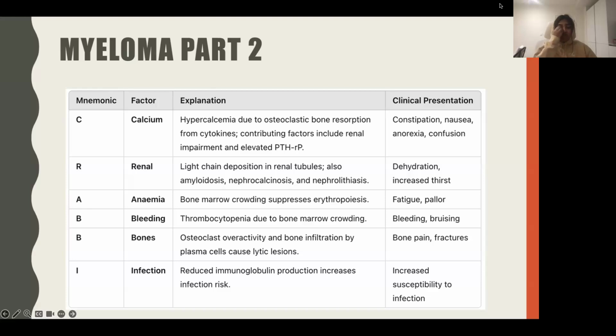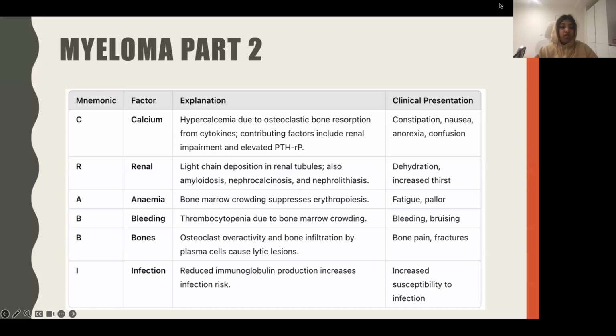Because it's a plasma cell problem, the light chain that makes up that plasma cell starts to deposit in the renal tubules. So you get kidney failure, and you can get proteinuria, or the GPs will dip their urine and see some sort of problem there, and then they get referred to hospital. And it's associated with amyloidosis, kidney stones, and it can present with dehydration and increased thirst.